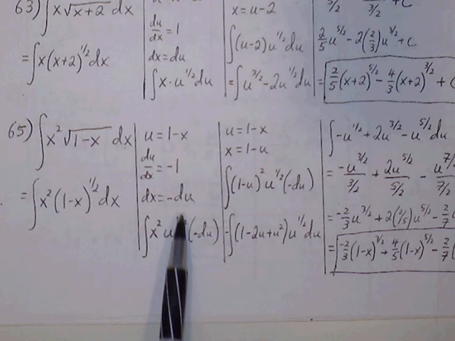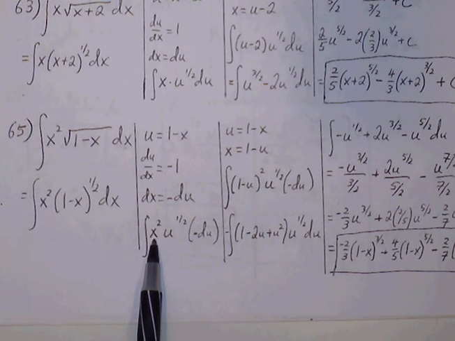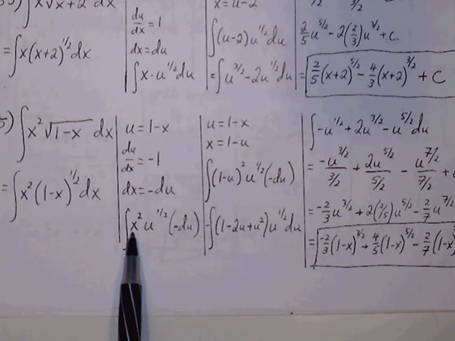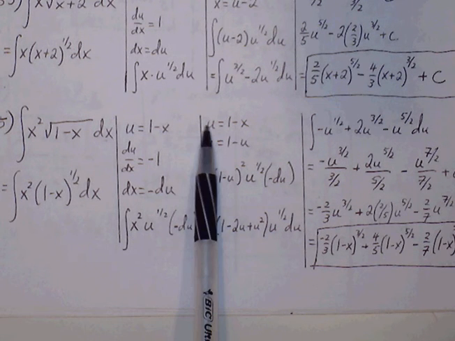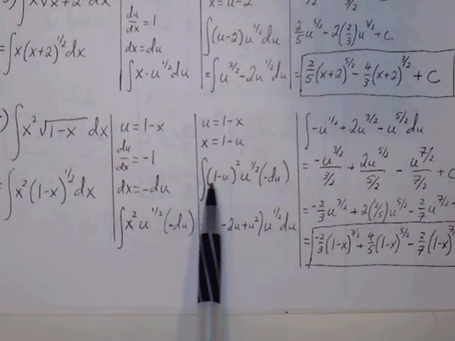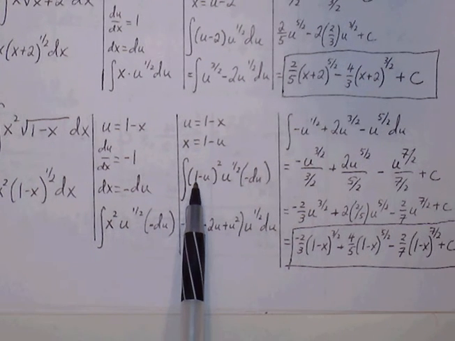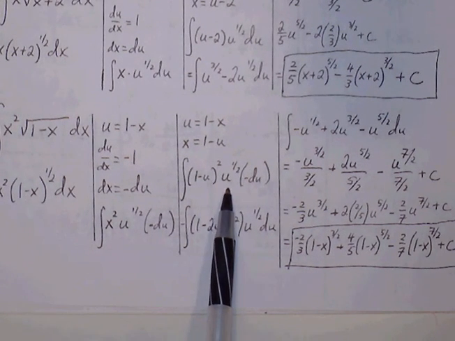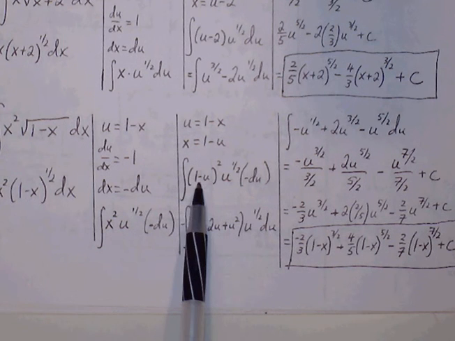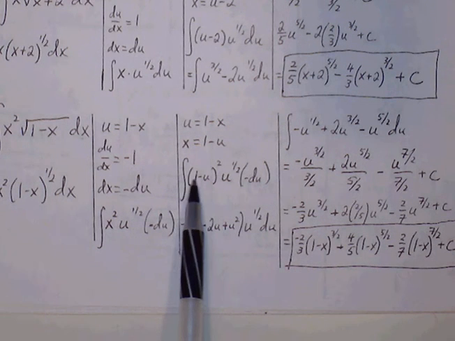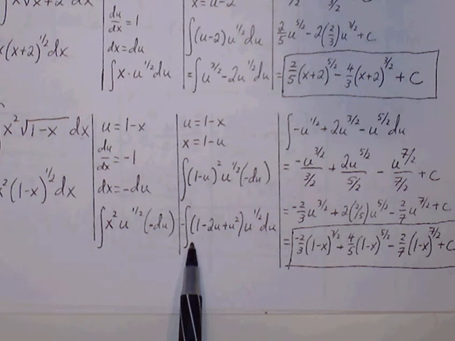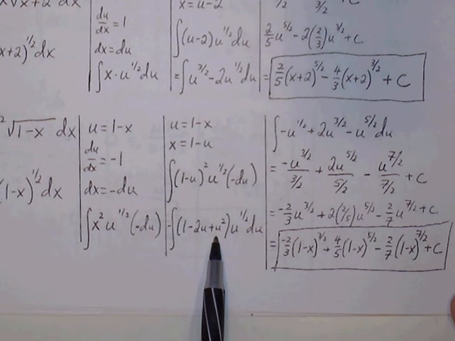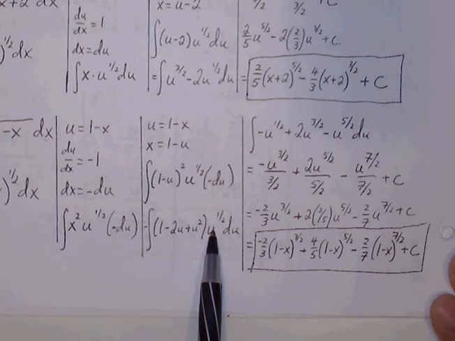X squared does not get replaced initially, but we can solve for x using the relationship between u and x. So x equals 1 minus u. Okay, make our substitution. We have 1 minus u, quantity squared, times u to the 1/2 times negative du. So this takes a little bit more work because we have to expand and distribute the u to the 1/2 through. So that's what we did here. Distribute the u to the 1/2 through, and we keep track of this negative as well.